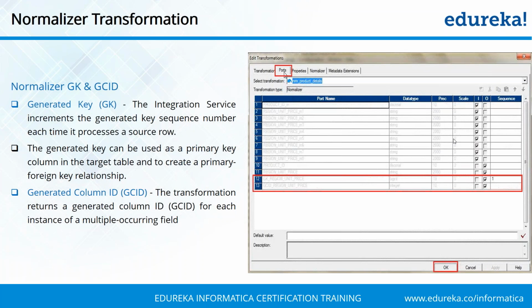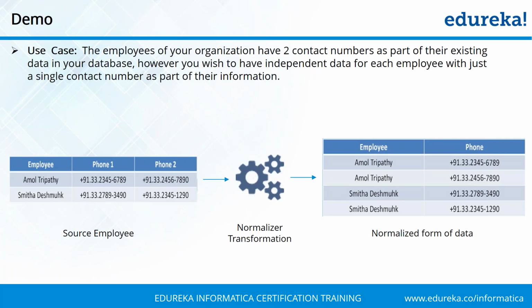Now inside the properties of the normalizer transformation, we have an option where we can reset the value for the generated key so that it starts from 1 every time the workflow is executed. Any other questions? Alright. So now let's move ahead and look at a use case that involves normalizer transformation.